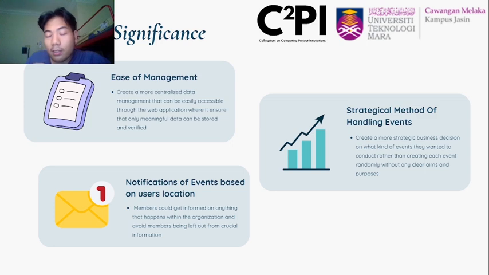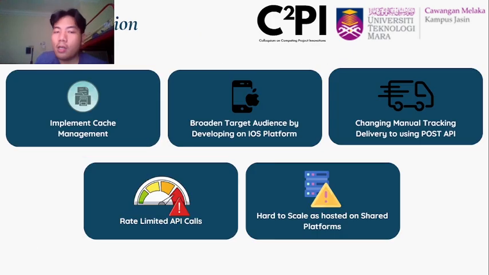Next, it approaches a more strategic method of handling events. By using this system, it creates a more strategic business decision on what kind of events that they want to conduct, rather than creating each event randomly without any clear aims and purposes. And lastly, notification of events based on users' location. So each member could get informed on anything that happened within this organization and avoid other members being left out from crucial information.